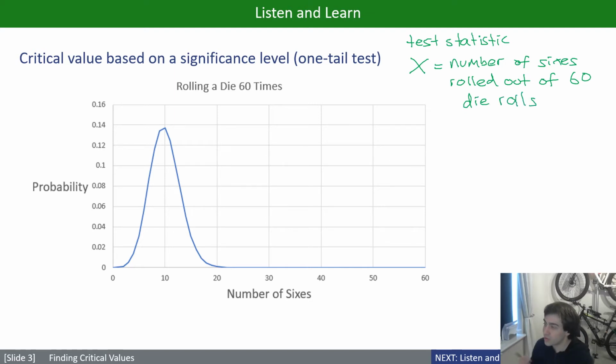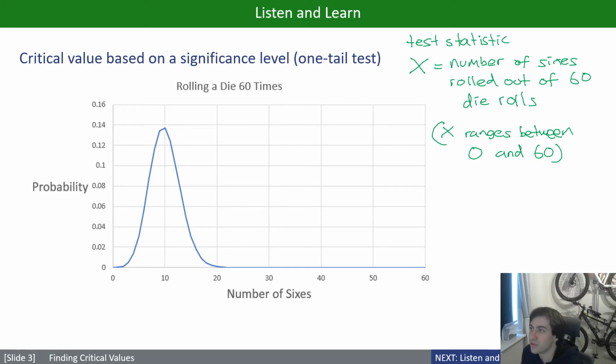Okay, so we have to be very specific. Someone needs to understand exactly what you're measuring. I'm rolling a die 60 times. I'm going to count how many sixes I get. That is my test statistic. In this specific case, X ranges between 0 and 60. Just something to keep in mind. It should be obvious, but X is the number of successes. The number of sixes should range between 0 and 60. So that's the test statistic.